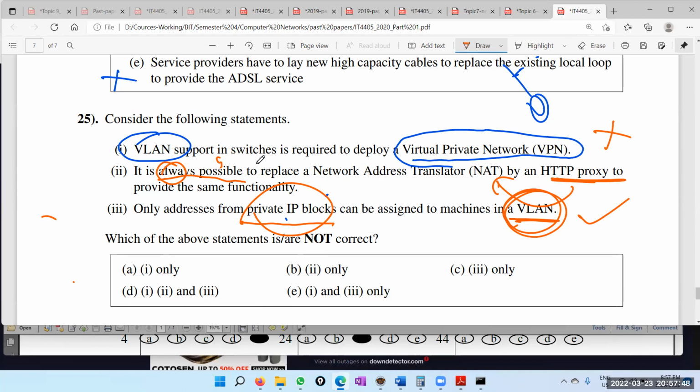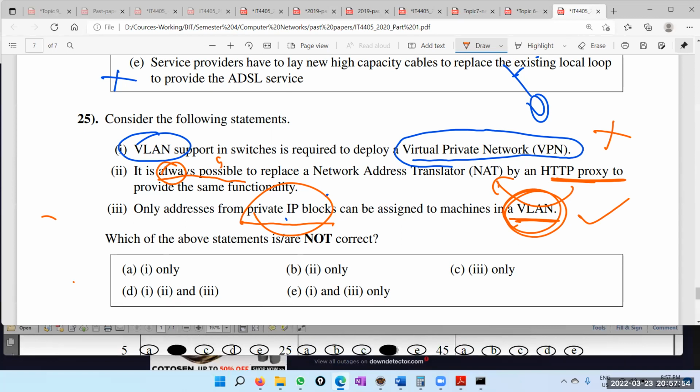Anyway, I'm not very sure about this answer. Okay. Let's look at the answer. Anyway, it's a fuzzy question. The answer they have taken is D. Again, they have taken all of them as wrong. Only addresses from private IP addresses can be assigned, so that must be wrong anyway. It can't be that only private ones are allowed. So this is anyway wrong.